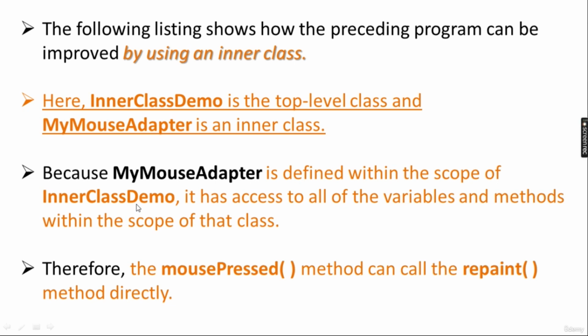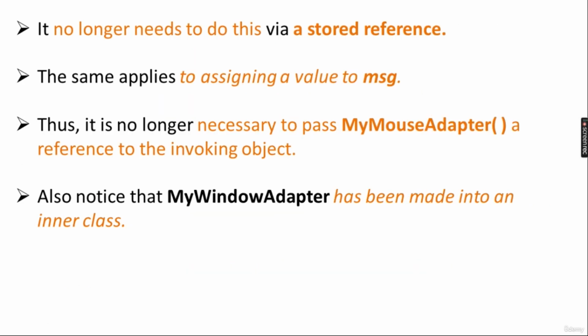So we have already understood inner classes in the previous chapters. The mousePressed method can call the repaint method directly. There is no longer any need to do this through a stored reference. So we don't have to pass the parameter. The same applies to assigning a value to message. Thus, it is no longer necessary to pass the MyMouseAdapter a reference to the invoking object, and MyWindowAdapter has been made into another inner class.